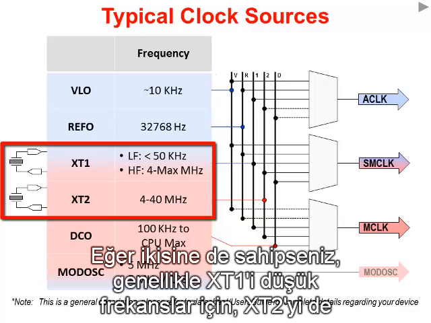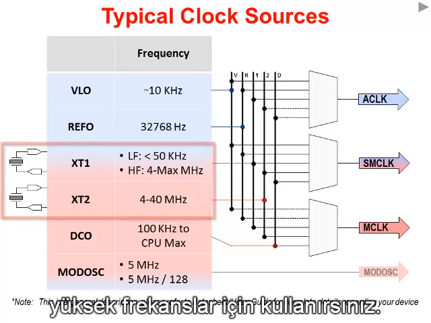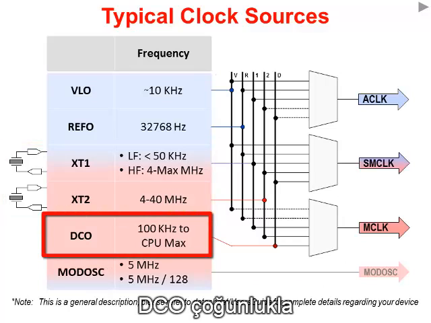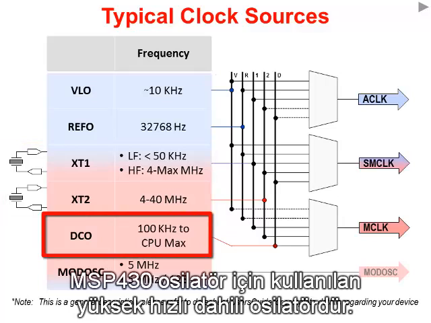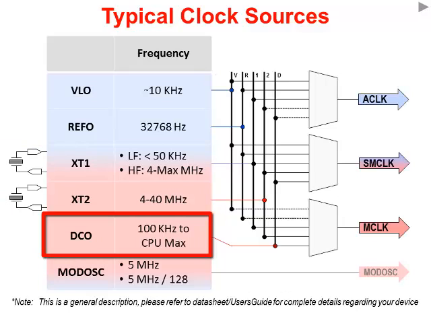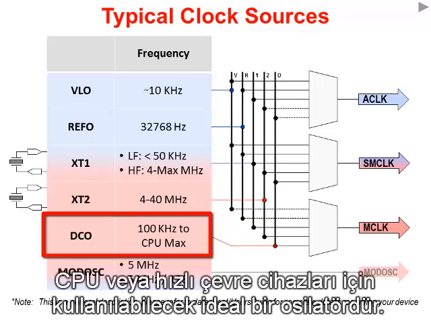If you have both, then you'll usually use XT1 for your low frequencies and XT2 for your high frequencies. DCO is oftentimes thought of as the workhorse of the MSP430 oscillators. It's a high-speed internal oscillator. It also wakes up quickly from sleep. It's really an ideal oscillator for the CPU, or maybe also fast peripherals.